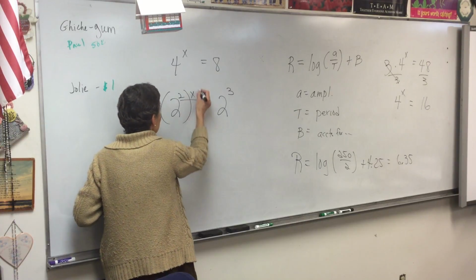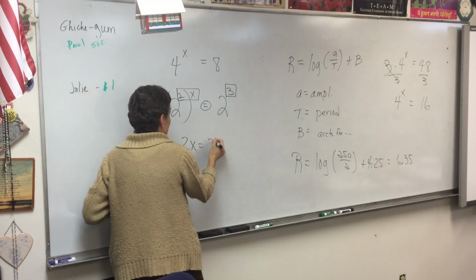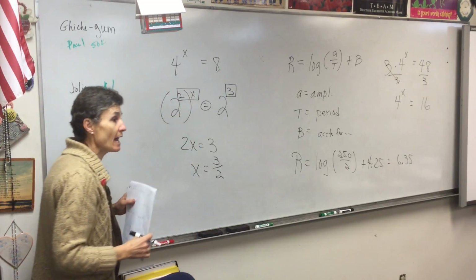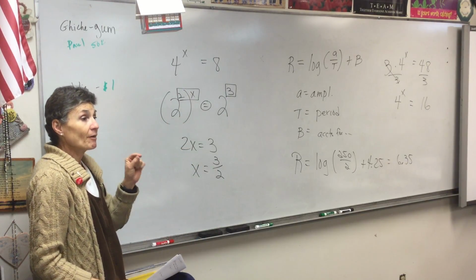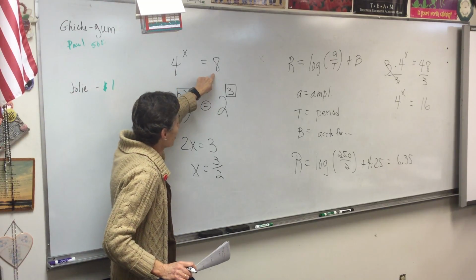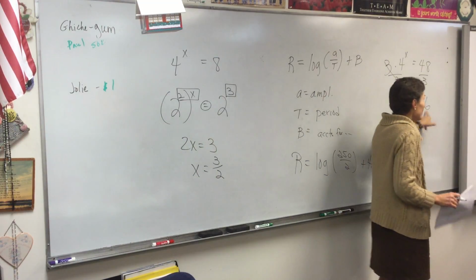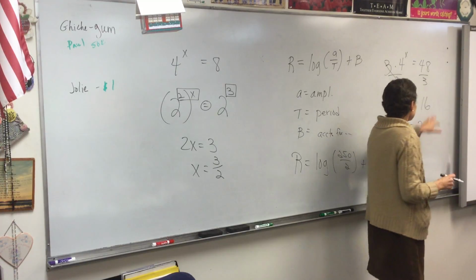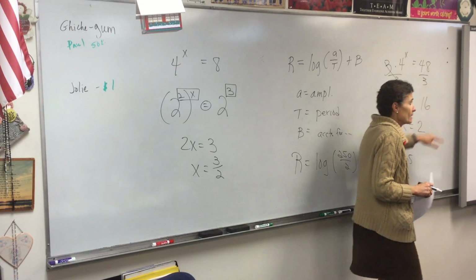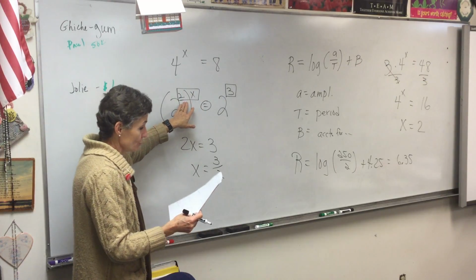Now, 2x equals 3. So what does x equal? 3 halves. Not 3 1/2, 3 halves. And I got 3 halves because I thought of 4 as 2 squared and I thought of 8 as 2 cubed. Now, I didn't have to do that in this problem. I could say x is 2 here because 16 is actually a power of 4. It's 4 squared. 8 is not a power of 4. So I need to break it down into 2's.